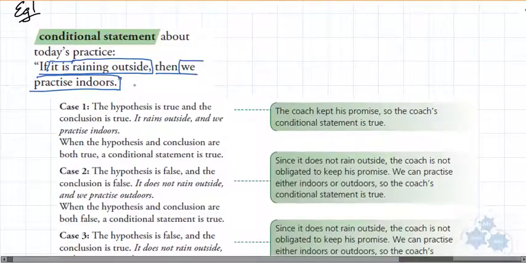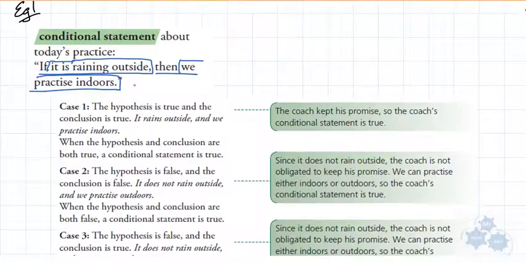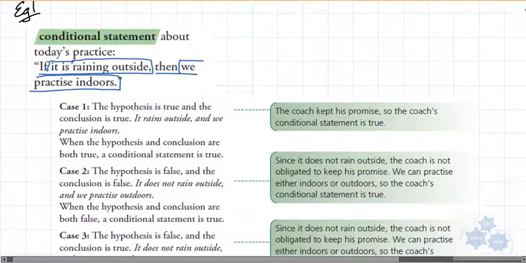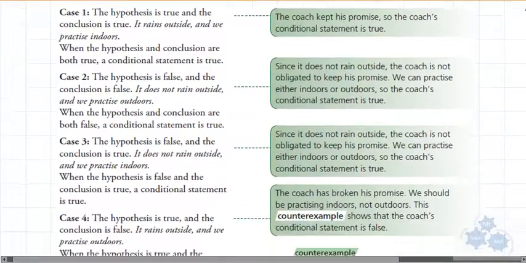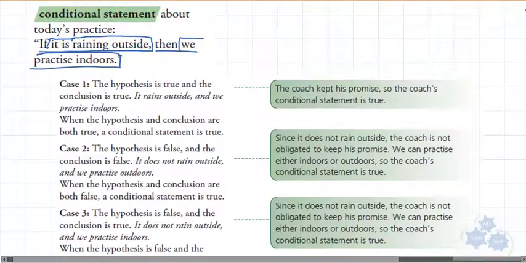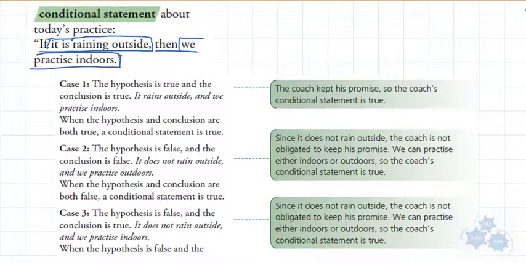The hypothesis is it is raining outside. Now that could be true or false, right? The conclusion is we practice indoors. That could happen or that could not happen. So what we're going to be examining is the truth of the statement based on what is actually happening. So is it raining outside? Okay? Or is it not raining outside? And so on. We're going to try the different cases. And to evaluate the truth of a conditional statement, we're going to consider 4 cases here. Okay? So let's move through them a little bit at a time. And this will help you understand how we evaluate these.